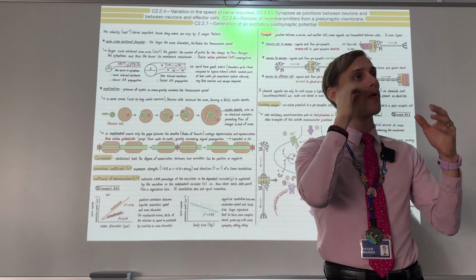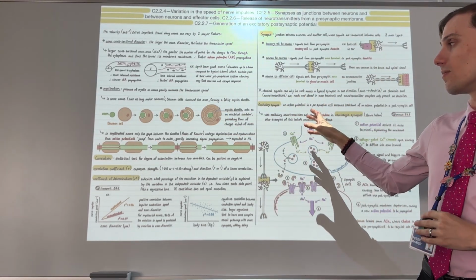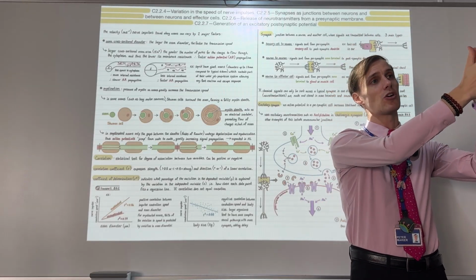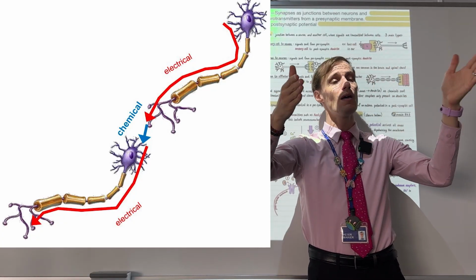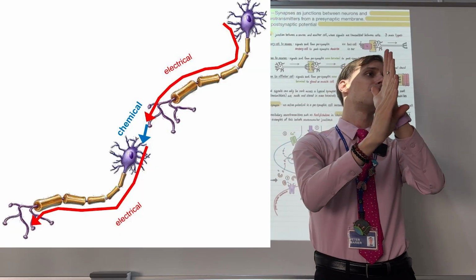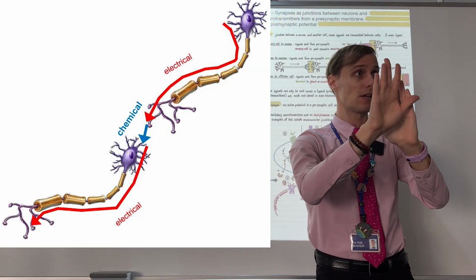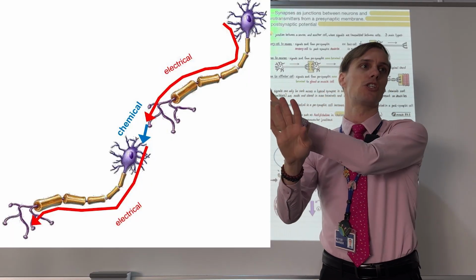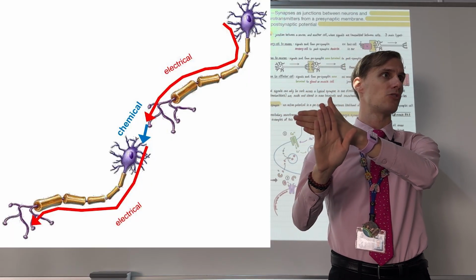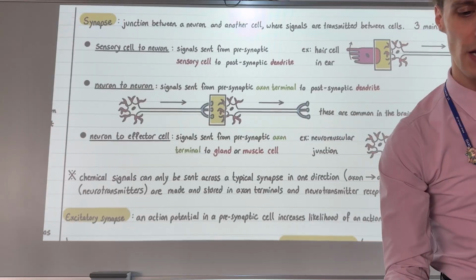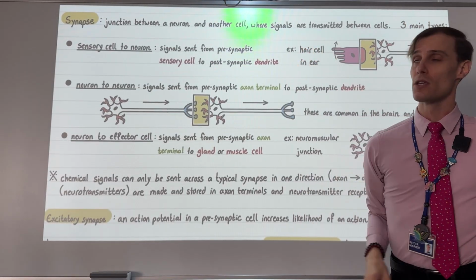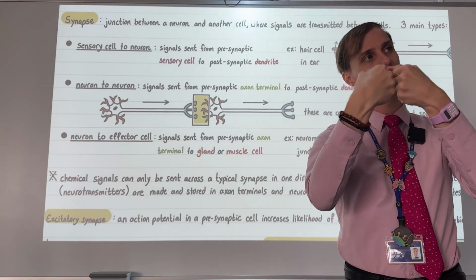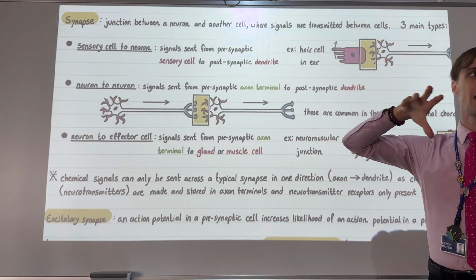But what we do in biology, in neurons and in the nervous system, is that yes, there is an electrical impulse passing through a neuron, but then that electrical impulse gets converted to a chemical signal that then passes it to the next cell to start a brand new action potential. So that connection point is called a synapse. A synapse is a junction, meaning a connection point, between a neuron and another cell.